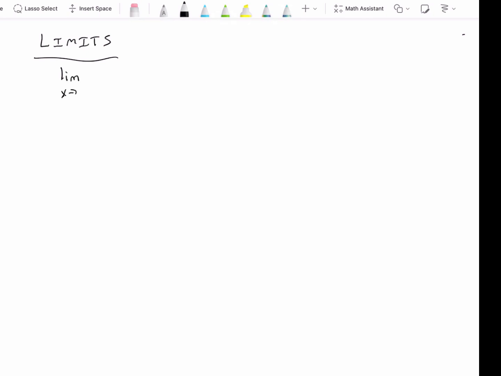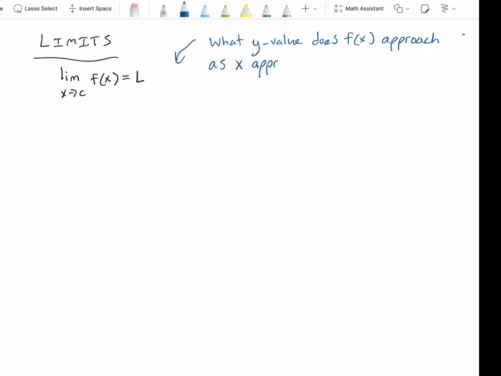Let's begin the conversation about limits. This notation says, what y value does f of x approach as x approaches c? That y value is L, which is the answer to the limit.